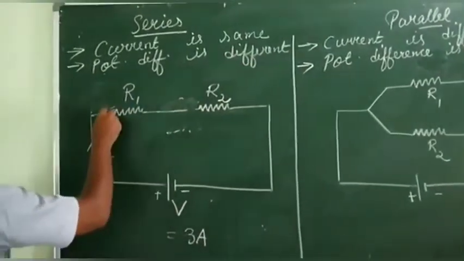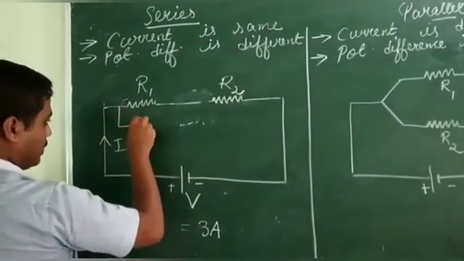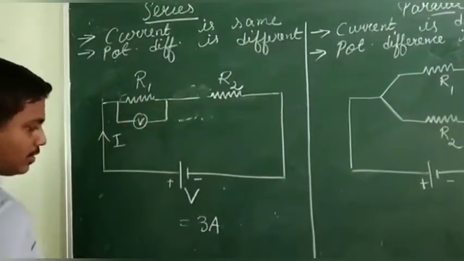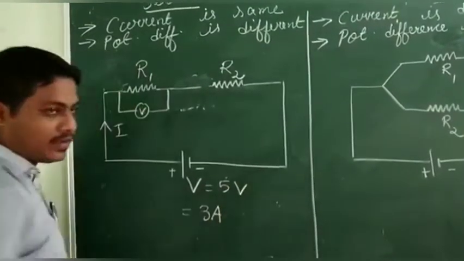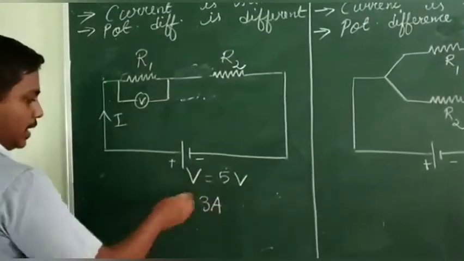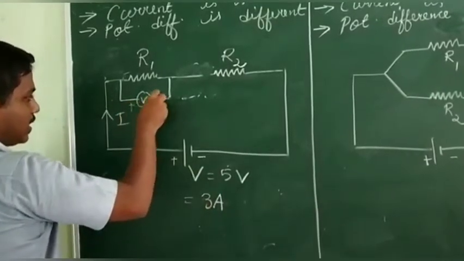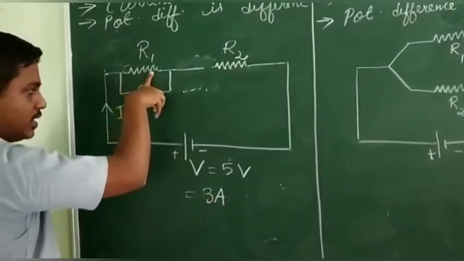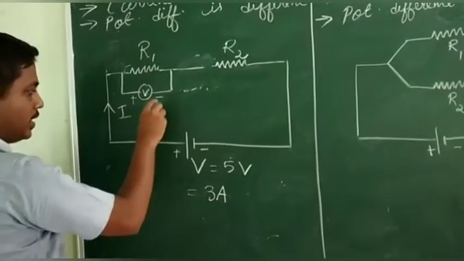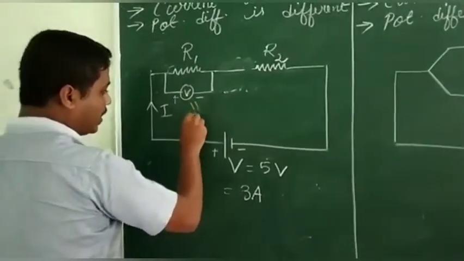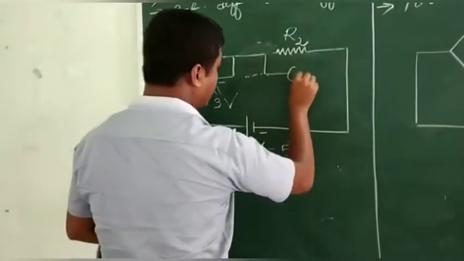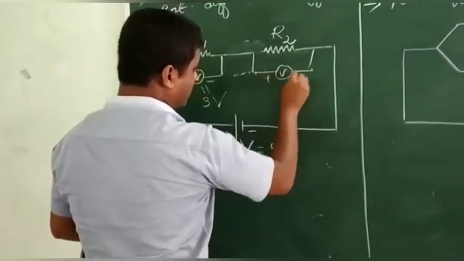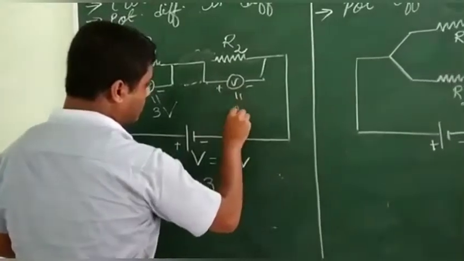Then if I go to the second part, the potential difference is different. If I connect a voltmeter across here in parallel, suppose I have connected a 5 volt battery here, and this voltmeter is connected to the first resistor, what reading will you get? Suppose I am getting a reading of around 3 volt. Again, if I connect a voltmeter here, you will get a value of around 2 volt.